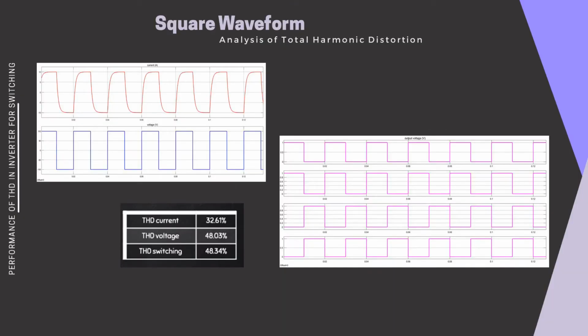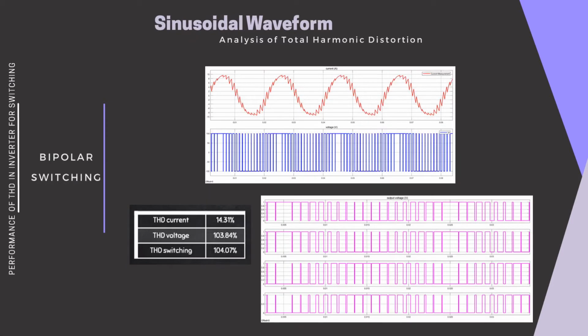First, move on to the square waveform. In terms of THD current, square waveform produced 32.61% and for THD voltage is 48.03%, while the switching waveform is 43.34%. In sinusoidal waveform, for bipolar switching, the THD current produced is less than square waveform, which is 14.31%.